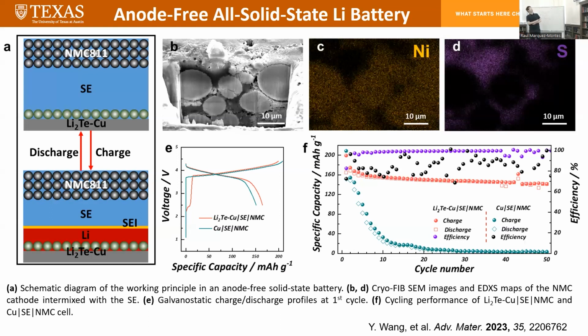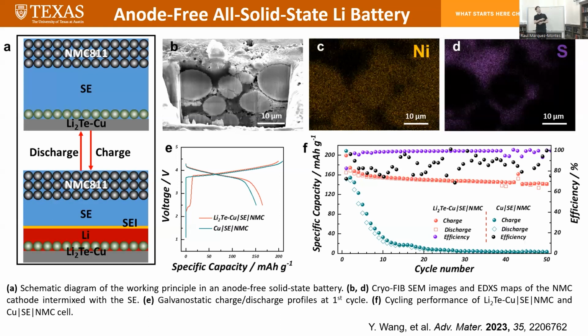On the top, you can see the cross section of our cathode material. It has nickel and a good mixture between the cathode, those spherical nanoparticles, and the electrolyte. And here is the performance. If you have the baseline copper foil, after 10 cycles the capacity decays to below, I would say, 10 milliamp hours per gram. But with tellurium modified, it can last for, I would say, 50 cycles with relatively high Coulombic efficiency.